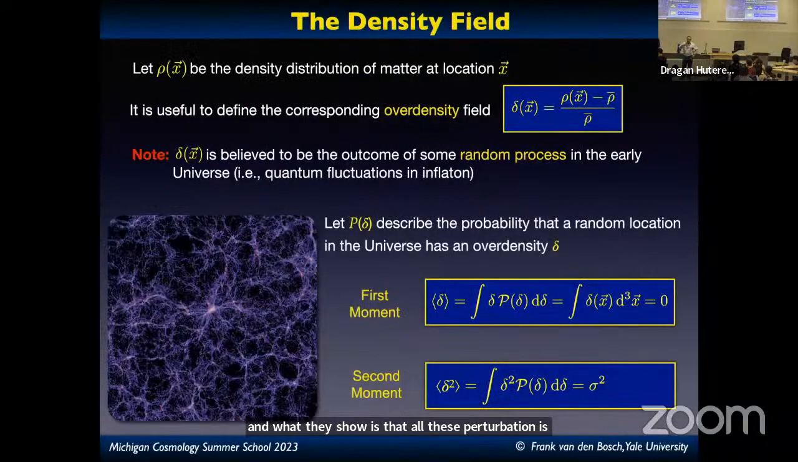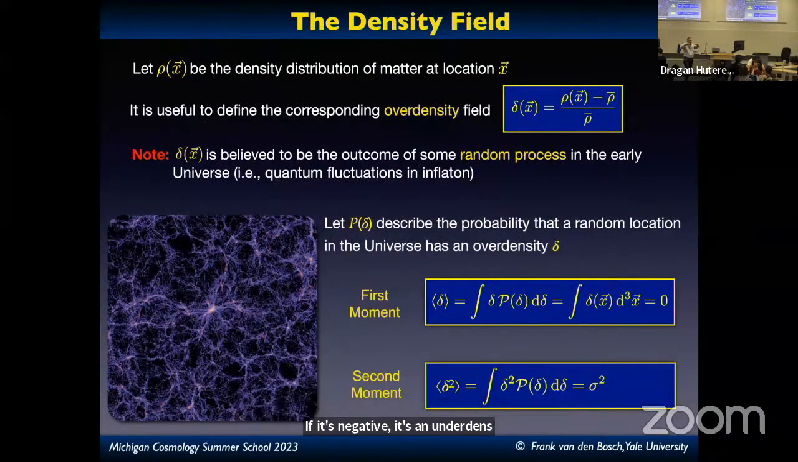So let's start by thinking about how we can quantify or characterize the density field of all the matter in the universe, the density field rho of x. What we normally do is work in terms of an overdensity field, delta of x, which is the density at a given location minus the average density, divided by the average density. If delta is positive, it means an overdensity. If it's negative, it's an underdensity.